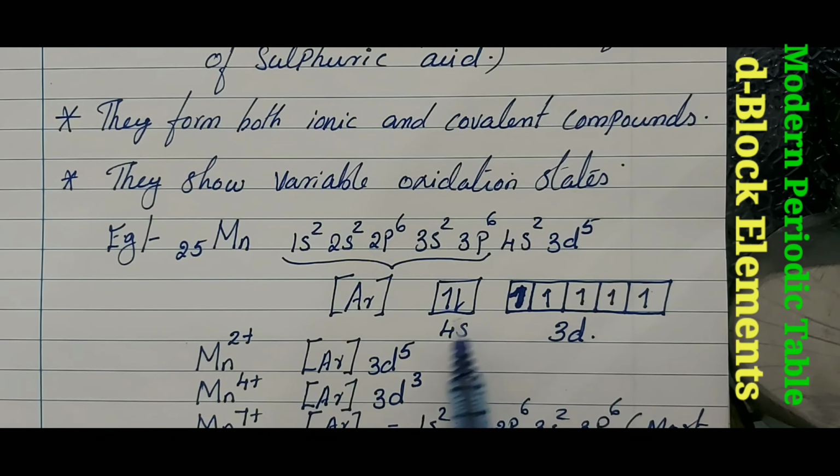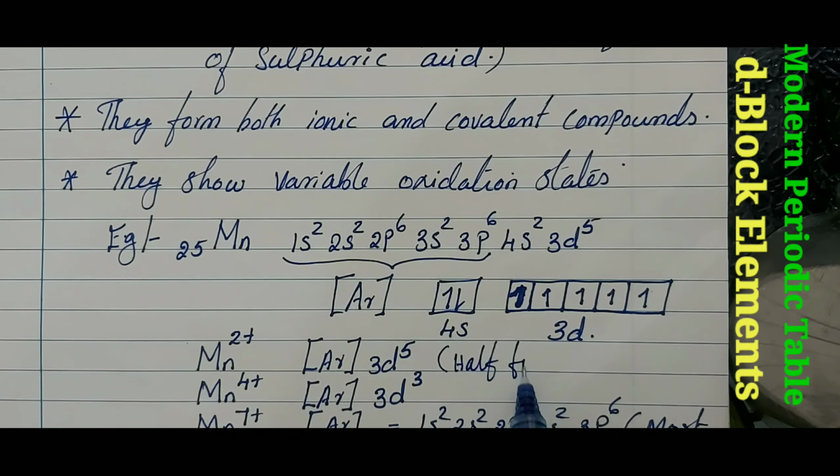Now, Mn2+. What is the meaning of Mn2+? From the last shell, the 4th shell, not 3d, that means 2 electrons are gone from the 4s subshell. So what is the electronic configuration? Argon 3d5. The d orbital is half filled. You know the importance of half-filled d orbitals. A half-filled d orbital is highly stable.